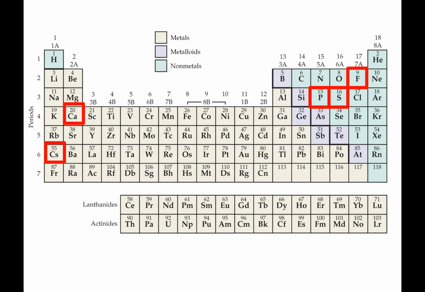Yep. So fluorine's going to be smallest, cesium's going to be largest, and you're right. And I guess we just had a little bit of wrangling. And calcium, even though it's over here to the left, it's still going to be larger than phosphorus and sulfur.